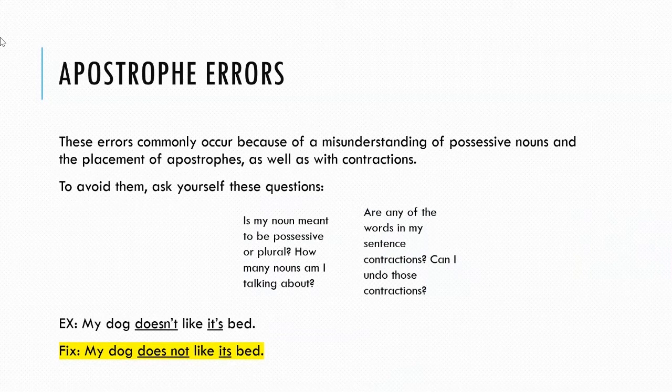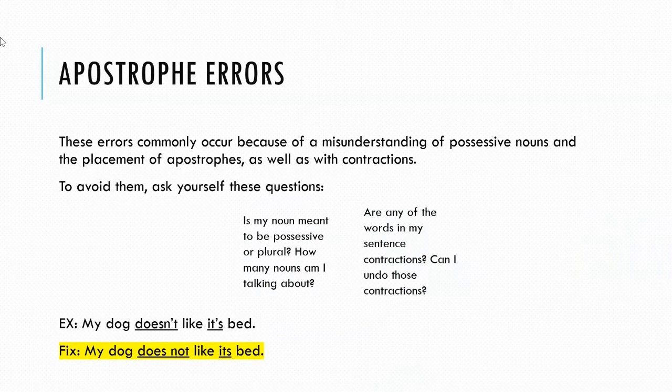An example of an apostrophe error is, "My dog doesn't like it's bed." Here, "it's" is written as apostrophe s. "It's" with an apostrophe s is a contraction and stands for "it is." Therefore, this should be written as, "My dog doesn't like its bed," with no apostrophe s.